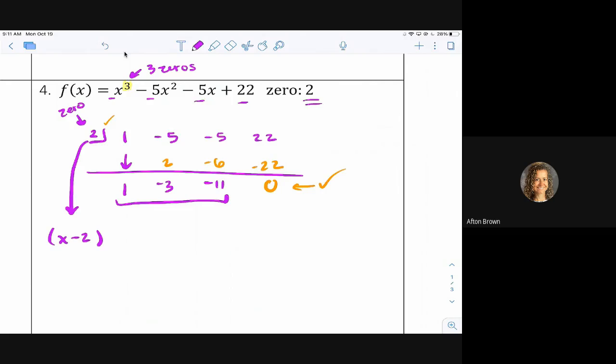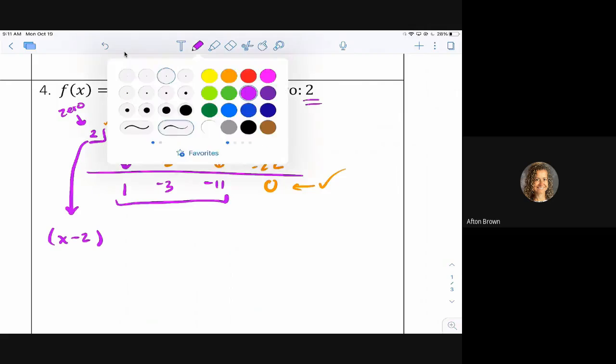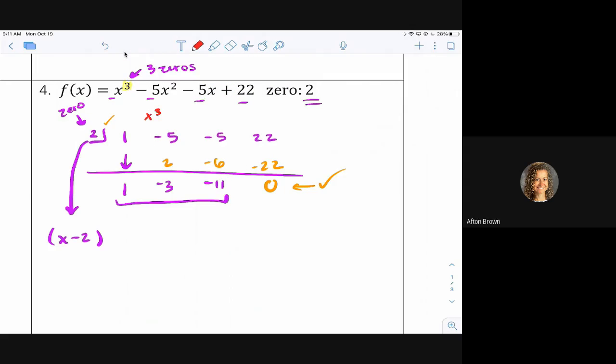Because they gave us the 0. We already have a 0. What was the original degree of the polynomial? 3. So if the original degree was 3 and we did synthetic division 1 time, we know we're down to a quadratic. So then this quadratic would be 1x squared minus 3x minus 11.